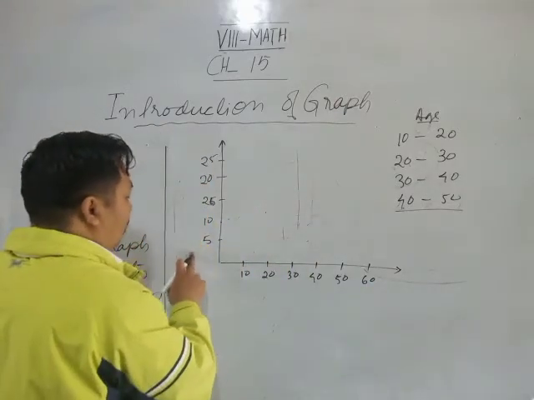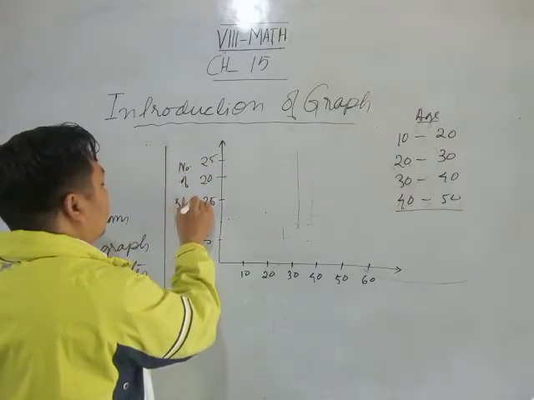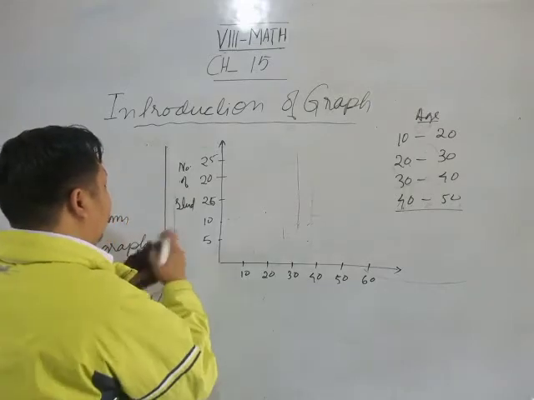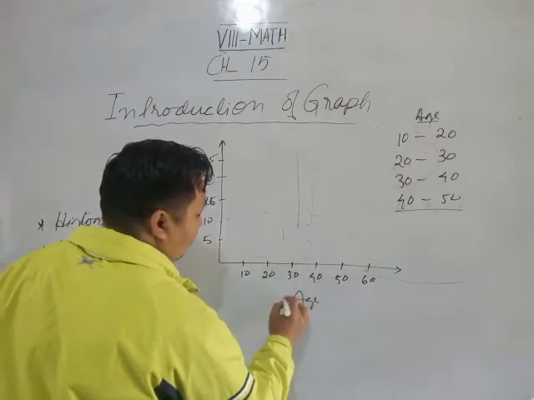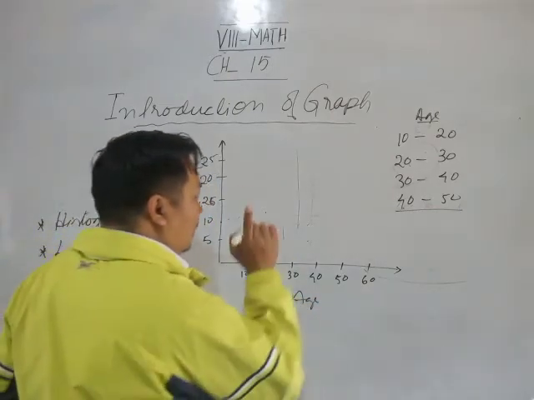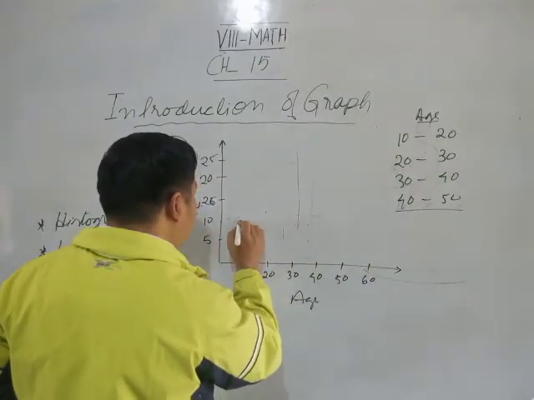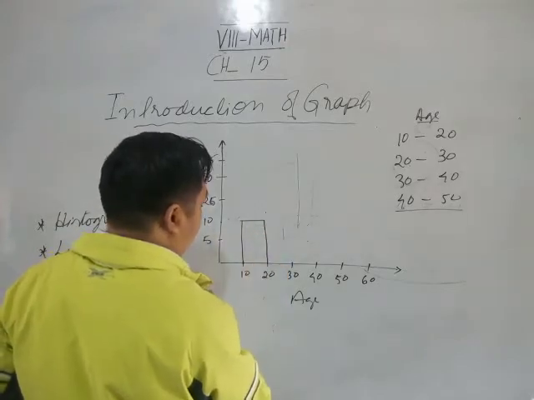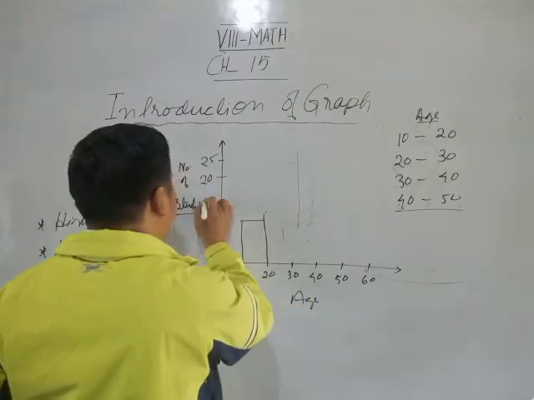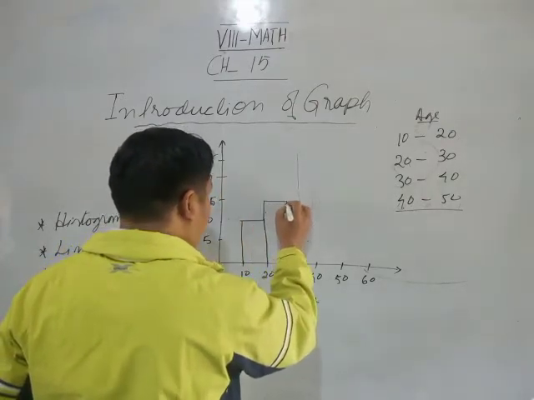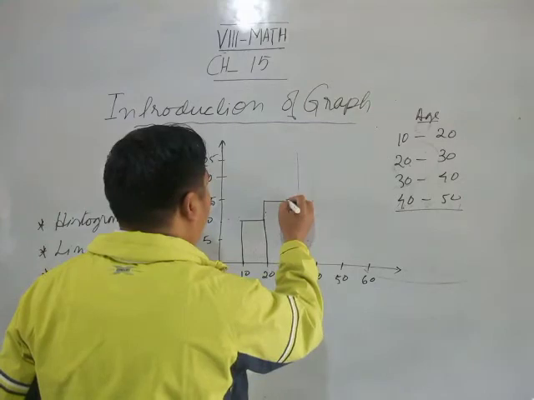And let this be the number of students in the class, and this is the age of the students. So we start from this 10. Let us say 10 to 20 has 10 students. And 20 to 30, let us say, this is not 25, it's 15. Okay, 15 students are there, like this. And let us say 30 to 40 has 20 students.